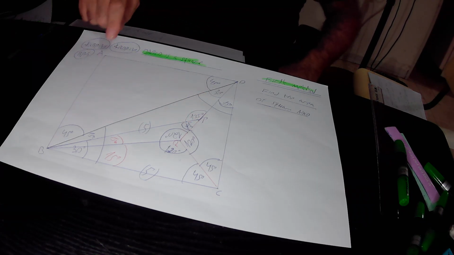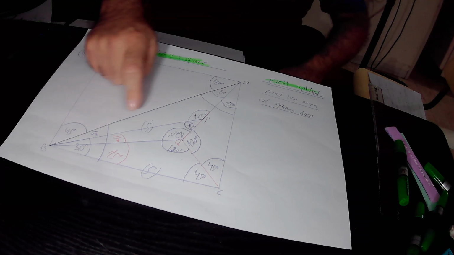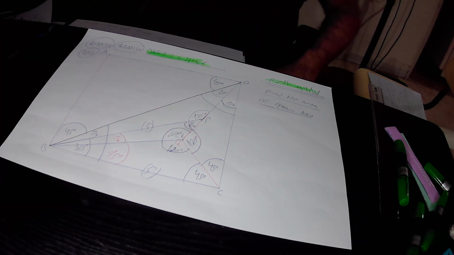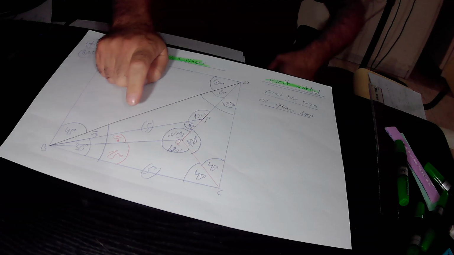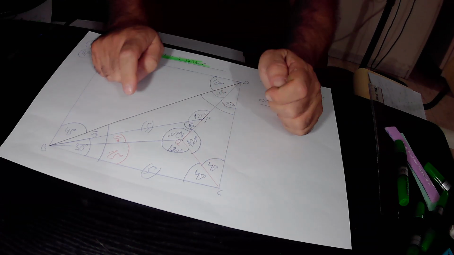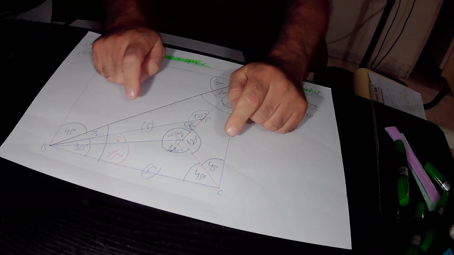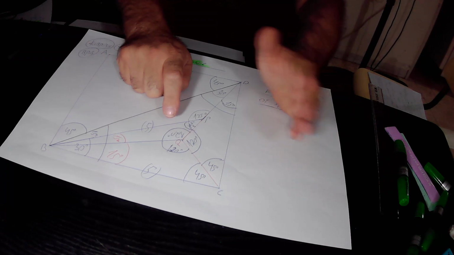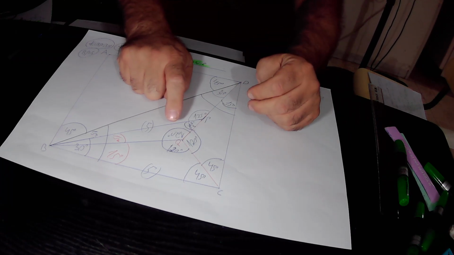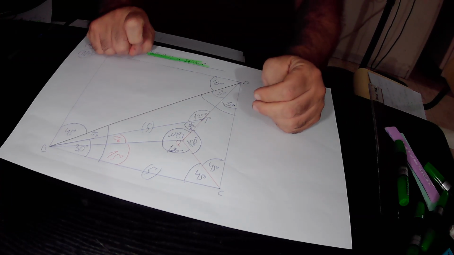By joining points B and Q, we get a triangle BQC. In triangle BQC, this angle equals 15 degrees, this angle equals 45 degrees. 15 degrees plus 45 degrees is 60 degrees, and therefore this angle must be equal to 120 degrees inside, according to the rule that says that the sum of the angles in a triangle is equal to 180 degrees.